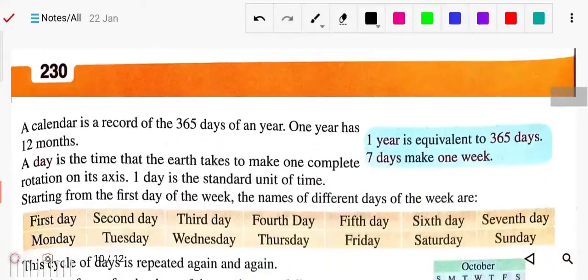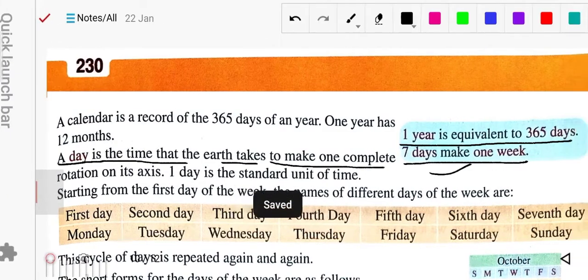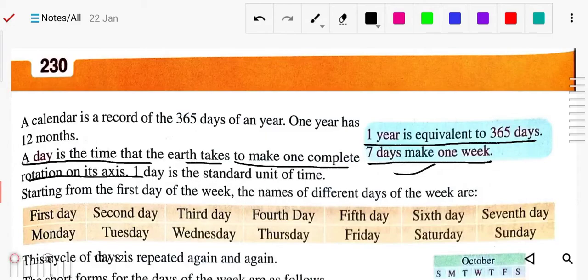Now here is a quick revision. 1 year is equivalent to 365 days, and 7 days make 1 week. So in 1 week how many days? 7 days. And in 1 year, 365 days. A day is the time that the earth takes to make one complete rotation on its axis. 1 day is the standard unit of time.